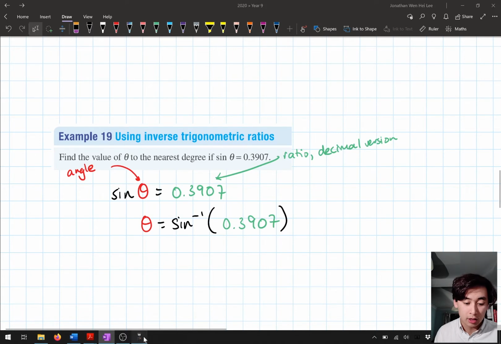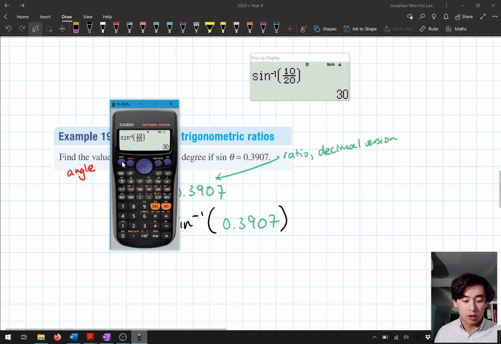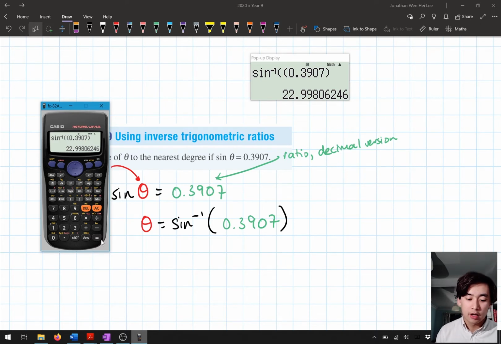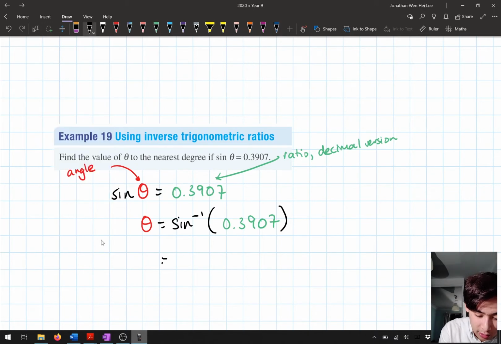So let's put that in the calculator. I'm going to press shift, sine, so I get sine inverse 0.3907. And so we end up getting 22 degrees and 19.998. They want it to the nearest degree, so I'm rounding it to the next whole number. So 22.99, if I round it, will get me to 23. So here is 23 degrees to the nearest degree.